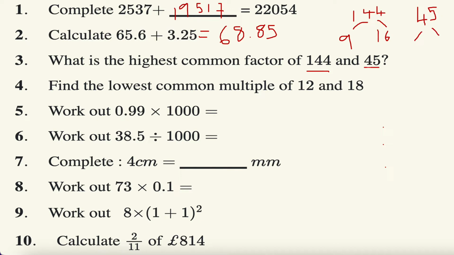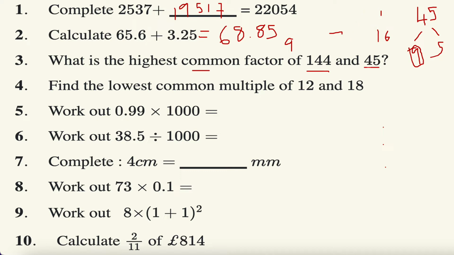I don't need to decompose this anymore because I'm looking for the highest common factor. It's not asking for the highest prime number, it's asking for the highest common factor. 9 is common in both, so therefore 9 is my highest common factor. It's the highest number that goes into both 144 and 45 collectively. So factor means numbers that go into it.